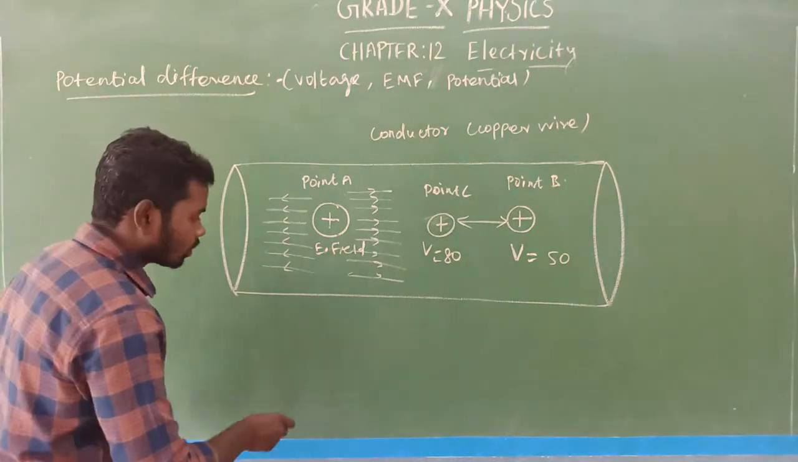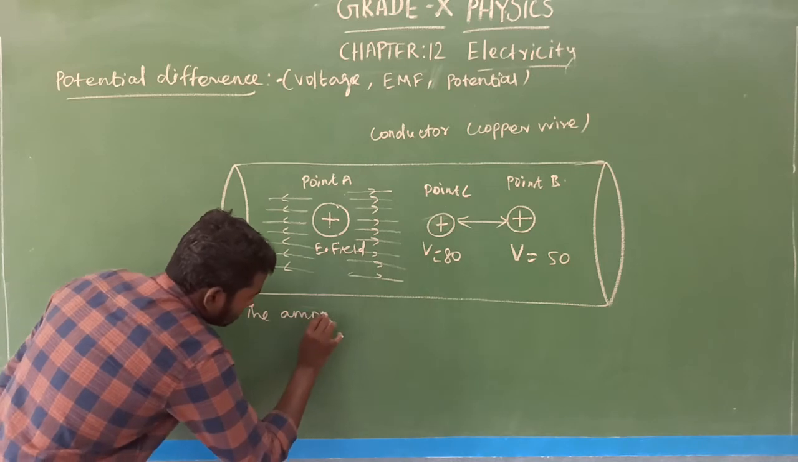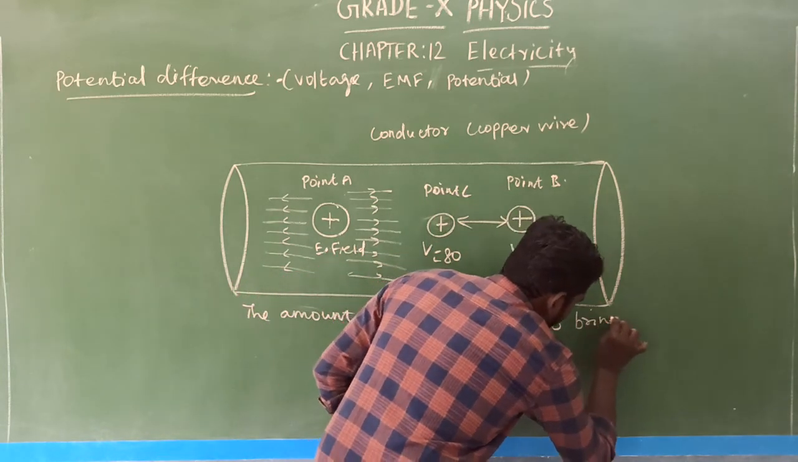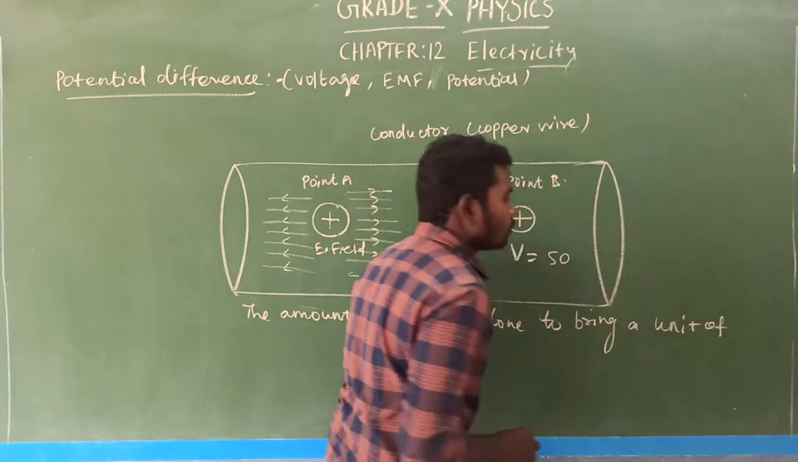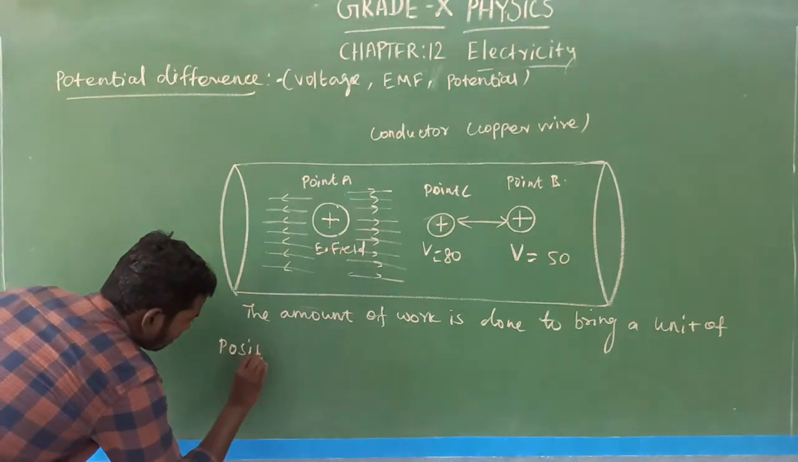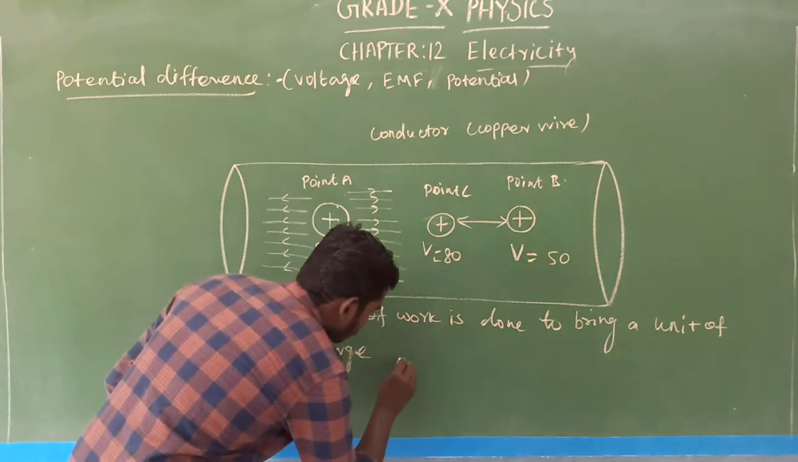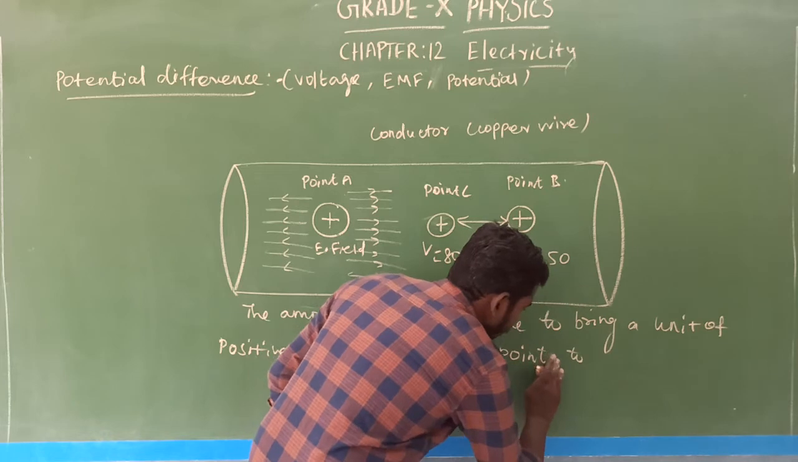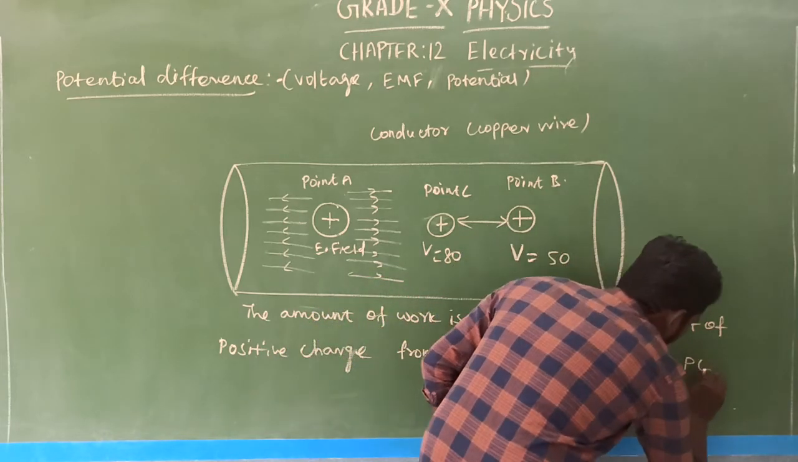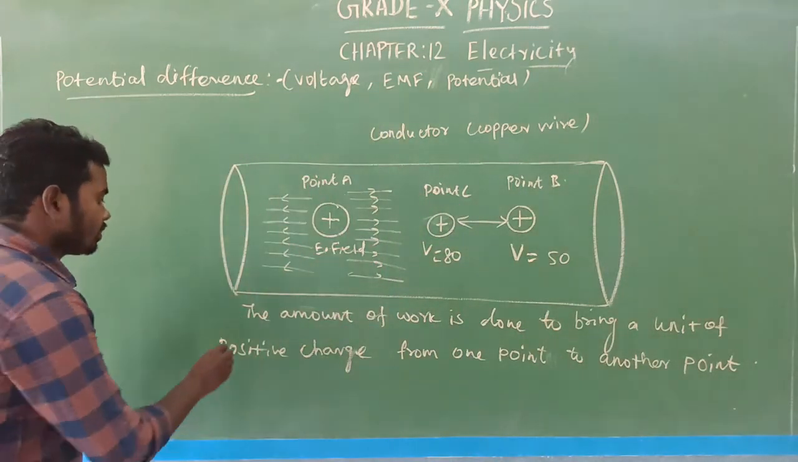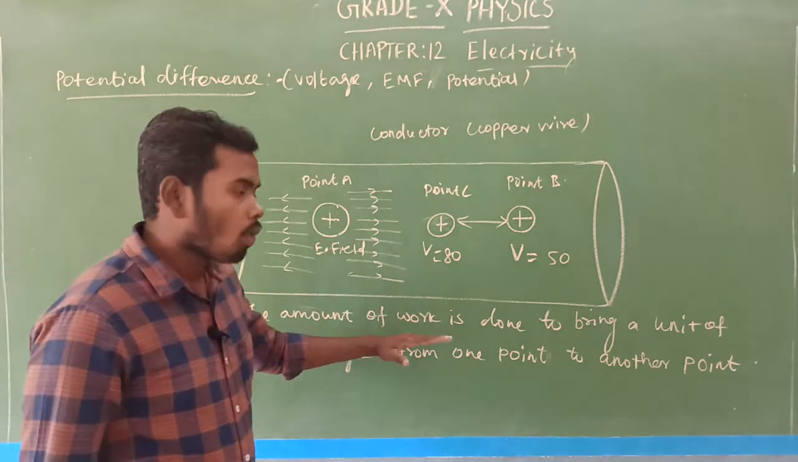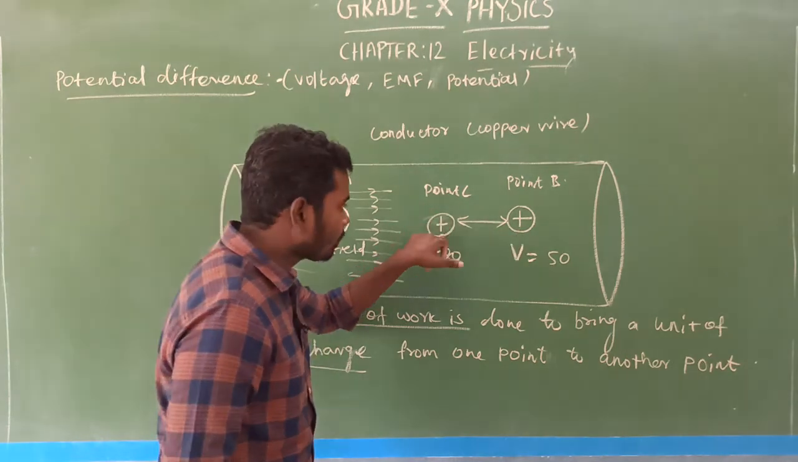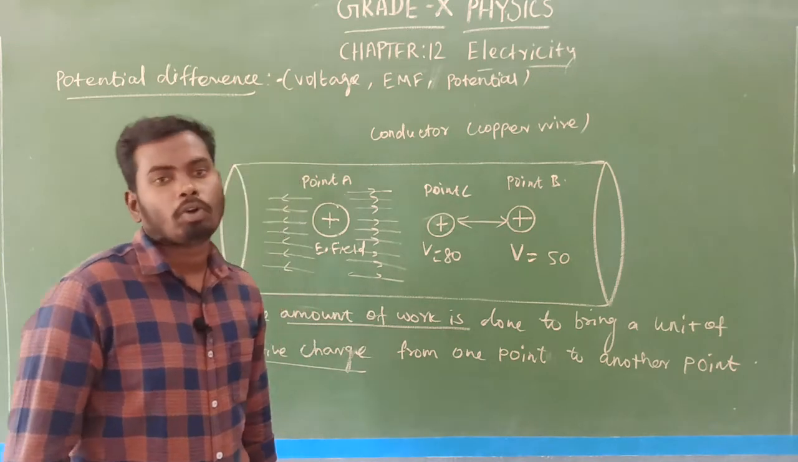Okay, I'll write this definition. Look at here. The amount of work done to bring a unit of positive charge from one point to another point is called potential difference. That's all. This is the definition. The amount of work done to bring a unit of positive charge from one point to another point is called potential difference. Is it clear?